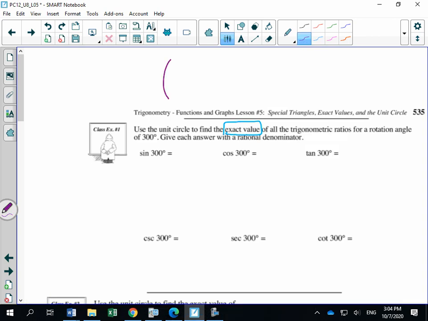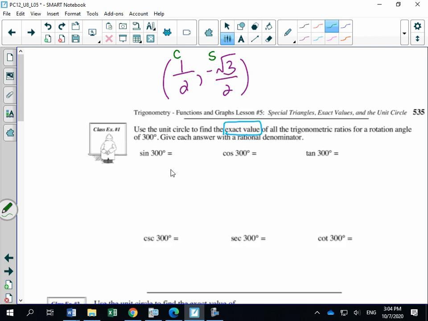Sine of 300 degrees is 1 over 2 and negative root 3 over 2. So that is what 300 degrees is. What you need to remember is that the x is always your cosine, the y is always your sine, and then tangent is going to be this divided by this, which is the y times the reciprocal of the x.